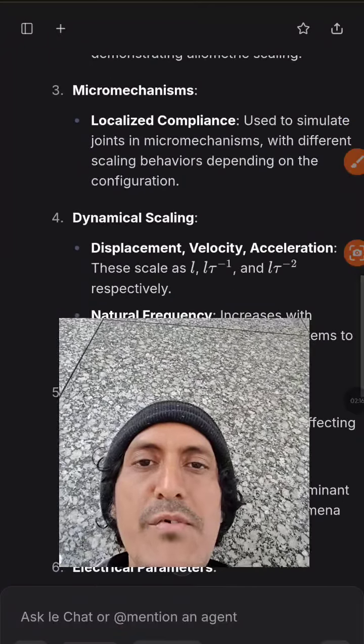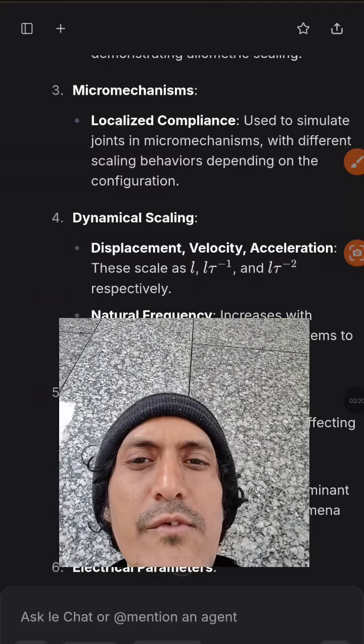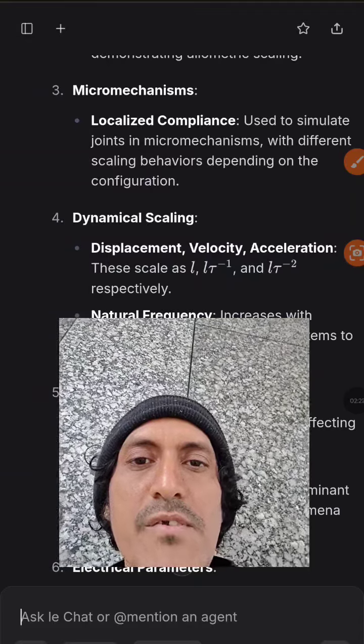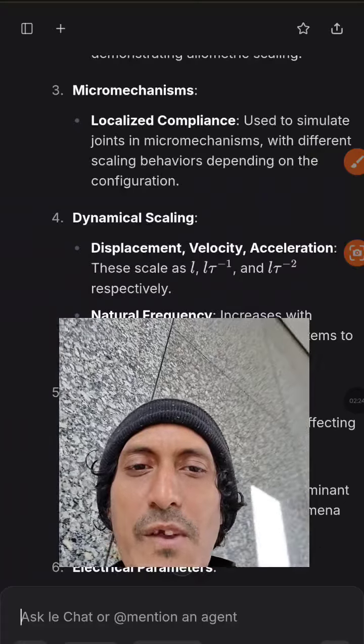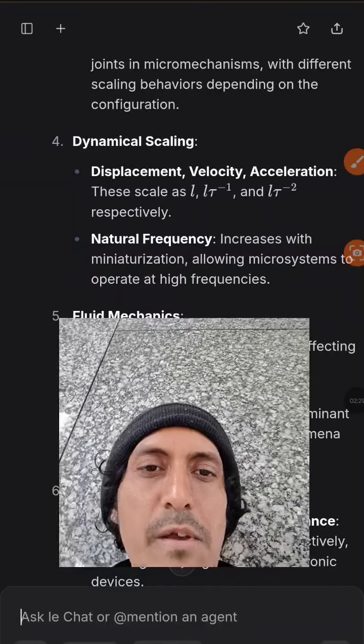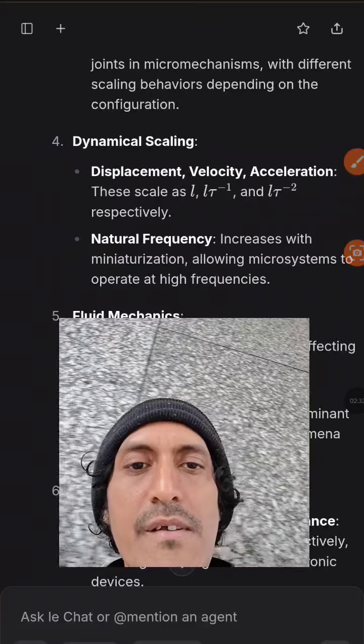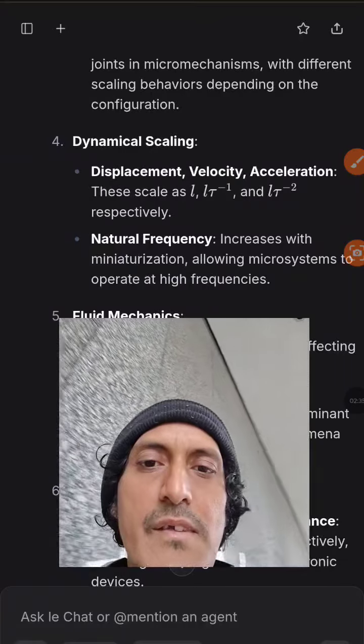Then we have micromechanisms, localized compliance. This is to simulate joints in micromechanisms with different scaling behavior depending on the configuration. Then we have dynamical scaling: displacement, velocity, acceleration. These scale as L, L tau inverse, and L tau squared inverse.